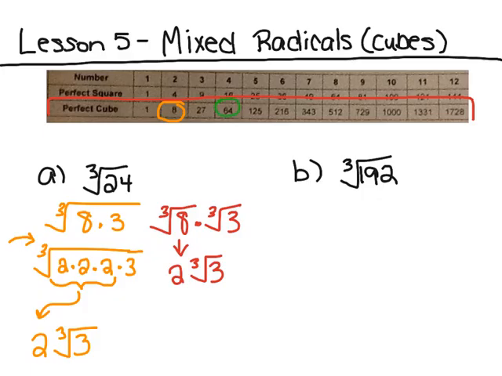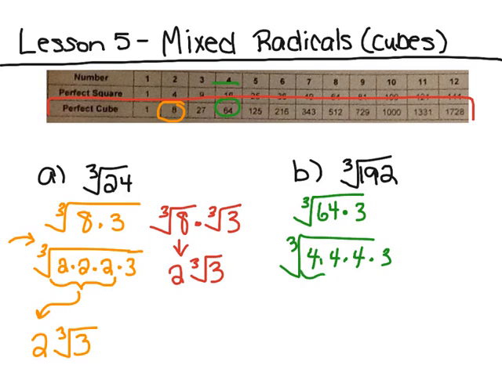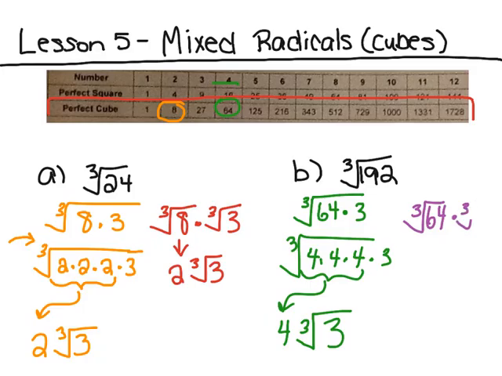192, the biggest number that goes into 192 is 64. So you have the cube root of 64 times 3. 64 is the perfect cube of 4. So we have 4 times 4 times 4 times 3. Because we have three 4's, one can come out from the radical, and we're left with 4 with a cube root of 3. And again, you can write this as the cube root of 64 times the cube root of 3. The cube root of 64 is 4, so 4 cube root 3.